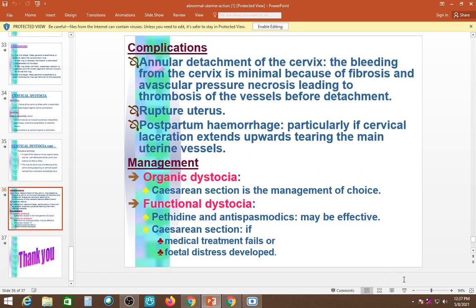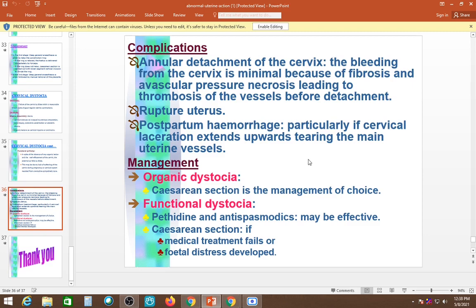Complications. In the complications there can be annular detachment of the cervix. The bleeding from the cervix is minimal because of fibrosis and vascular pressure necrosis leading to thrombosis of the vessels before detachment. Then another problem can be rupture of the uterus, especially in the lower segment. There are chances even in the upper segment, but it is more common in the lower segment.